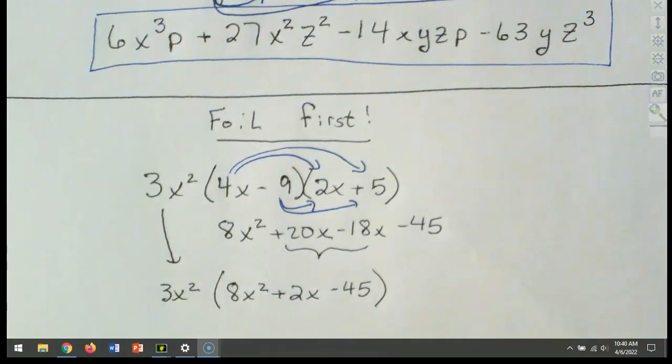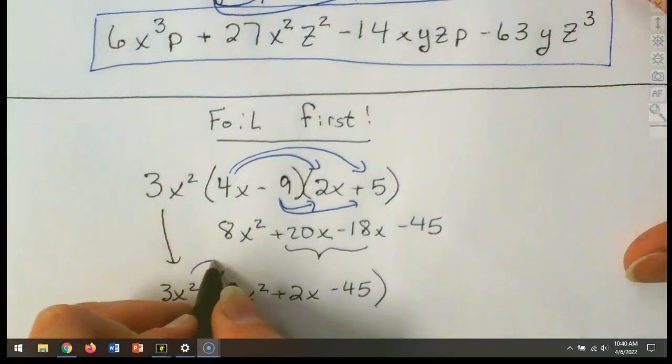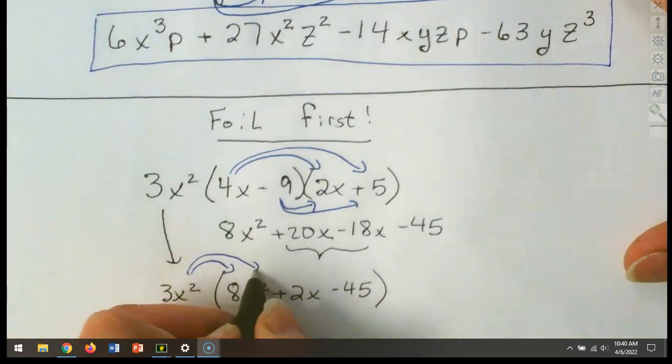Most important part, though, is we always FOIL it first. You don't want to multiply it through first. You'll make a mistake. So FOIL it first. Then once you got it FOILed out, combine everything together as much as you can. Now we distribute that 3x squared through.